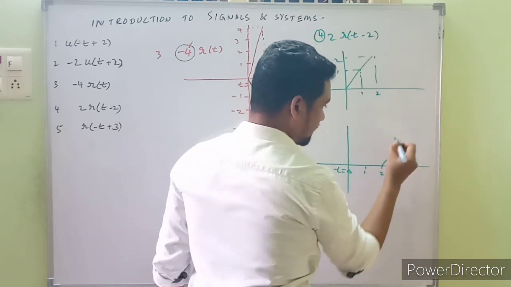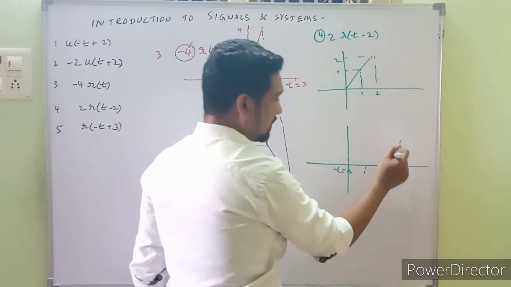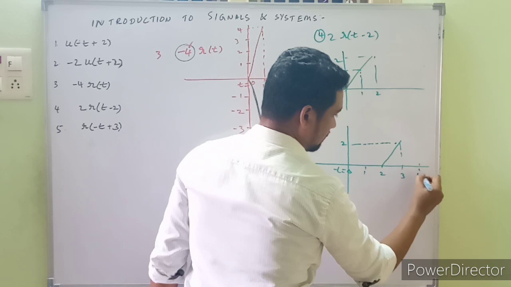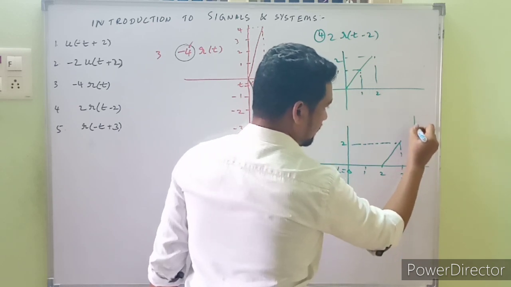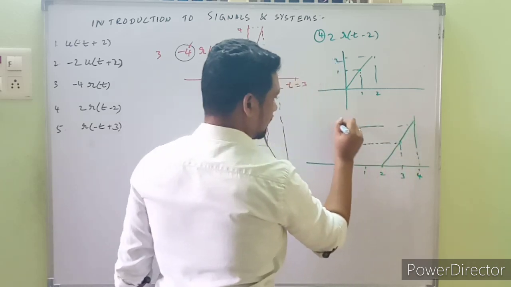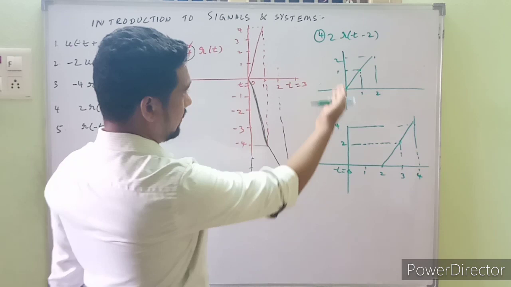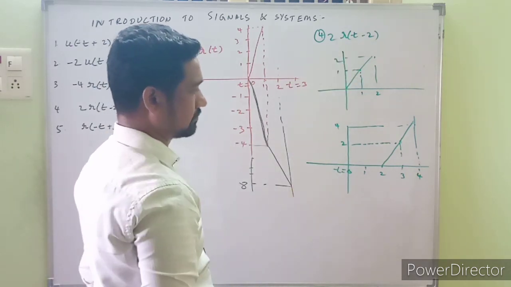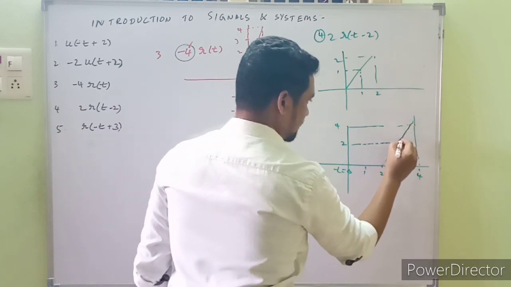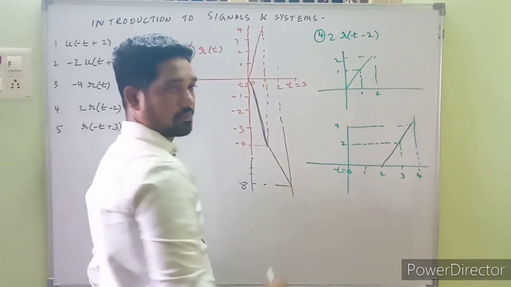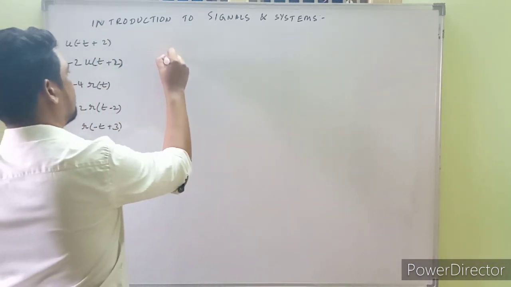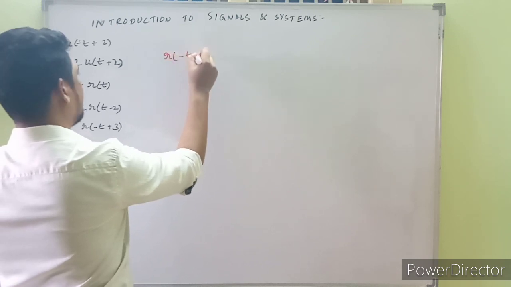And what is the amplitude in the first unit increment of time? Its amplitude is 2. And as we go on for the next unit of time, the slope should be 4. This is my sketch for this one. Let me draw it in black. So this is my final sketch for this one. The fifth signal to be sketched is r of minus t plus 3.